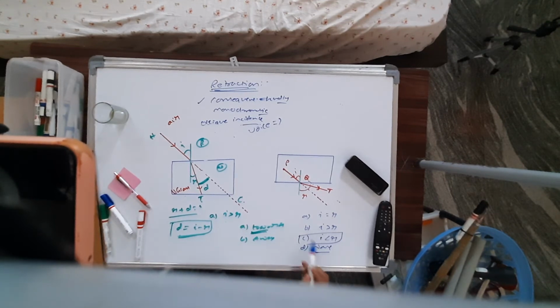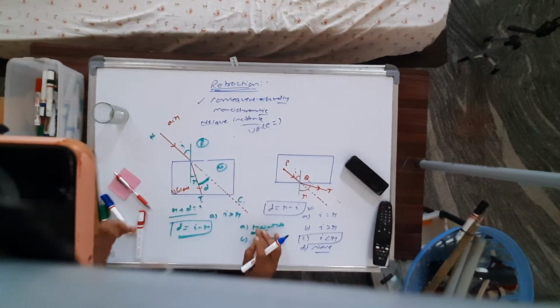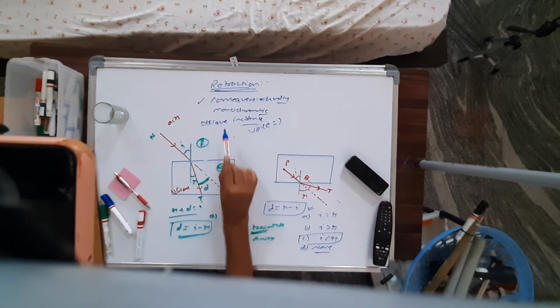So the angle of deviation produced is given by R minus I in this case. Remember it well: bigger angle minus smaller angle gives the angle of deviation. So, most important thing. So I repeat.